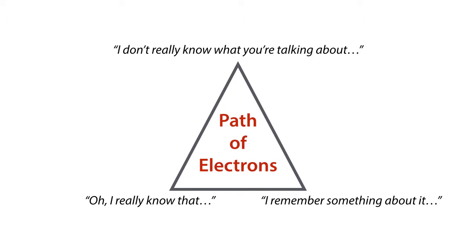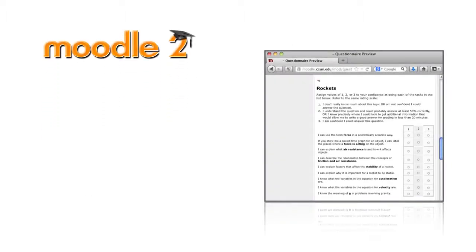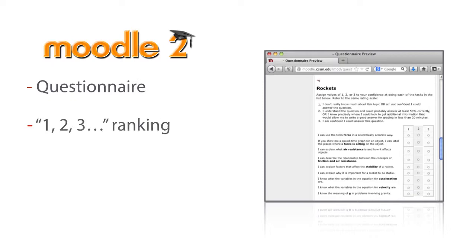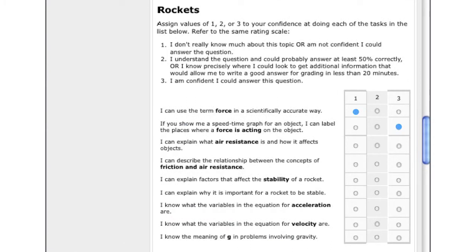And so we have this 3-point confidence scale that we give students. For every one of our specific objectives stated in the first person, they tell us how confident they are that they could achieve that. And Moodle makes this very easy to accomplish as a questionnaire. A knowledge survey can be implemented as a quick 1, 2, 3 ranking, and my students are able to go through and rate over 100 different little mini first-person learning outcomes in about 20 minutes.